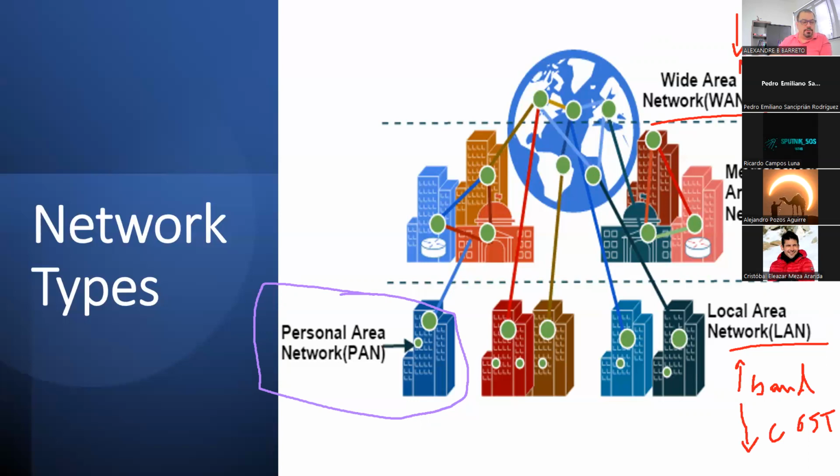For example, you can use satellites. That is very expensive, and with satellites the bandwidth is very small. And the metropolitan area is in the middle of the WAN and the LAN. Did you understand? Yes. Yes or no? Okay.